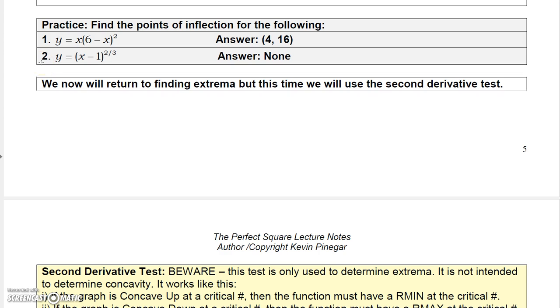Okay, there's a couple of practice problems you can practice on with the answers given. I'm going to do one more video on this section, but in the next video I'm going to talk about how you can use the second derivative test to find extrema. So we're actually going to return to extrema using the second derivative in the next video.